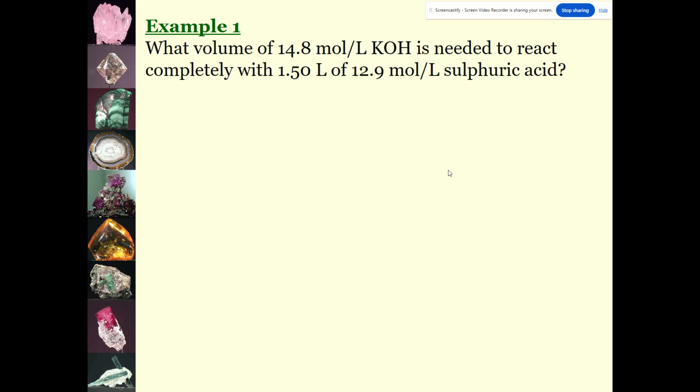It says, what volume of 14.8 mole per liter potassium hydroxide is needed to react completely with 1.50 liters of 12.9 mole per liter sulfuric acid? Okay, so sulfuric acid, if you have a Chem 30 data booklet, you have an acid chart that'll actually give you the name and the formula. But if not, you're going to use your acid naming rule system. It ends with ic. It doesn't start with hydro. So that means that this is coming from, using the chart, hydrogen sulfate. Okay? Sulfuric acid is hydrogen sulfate.